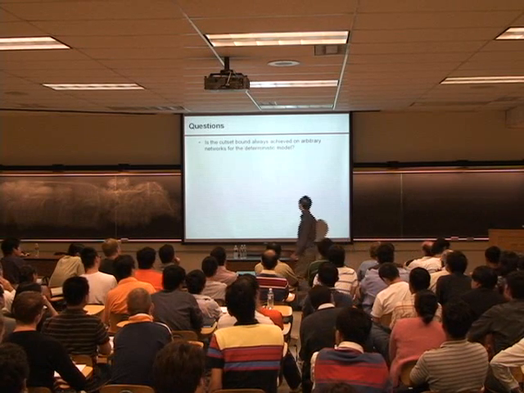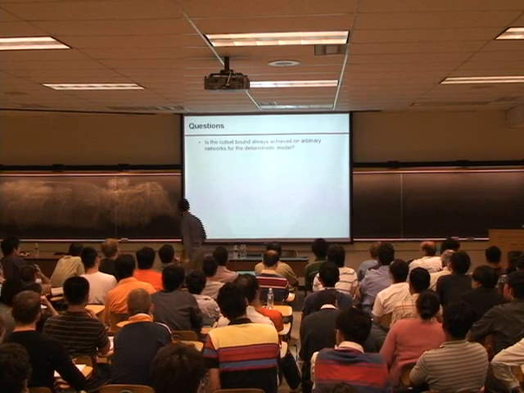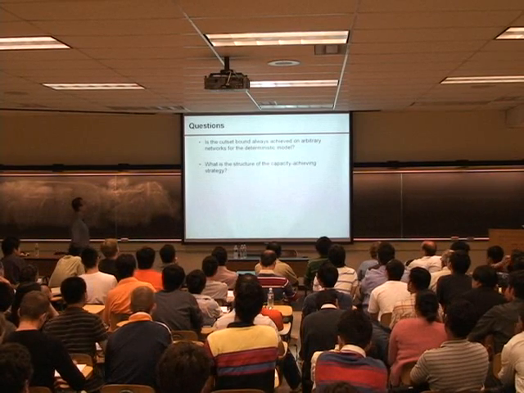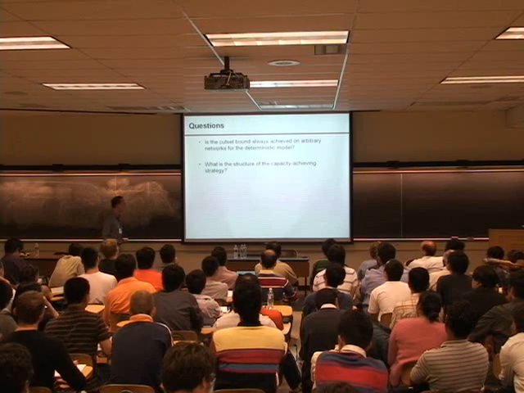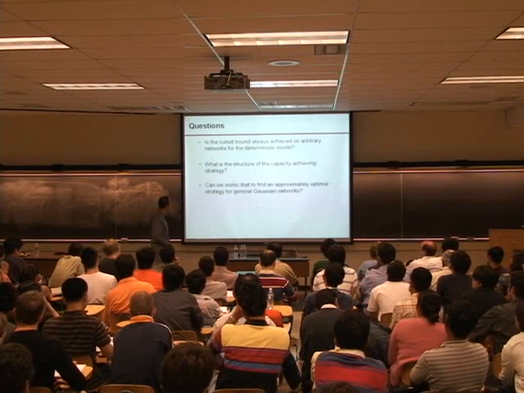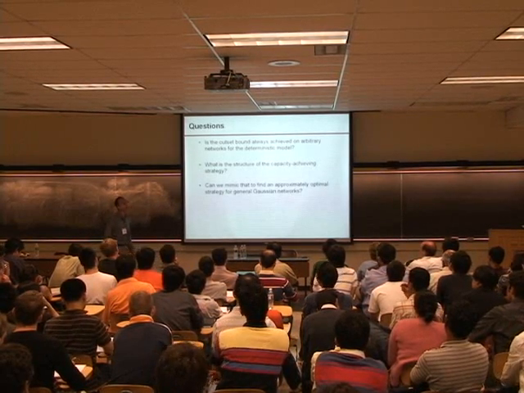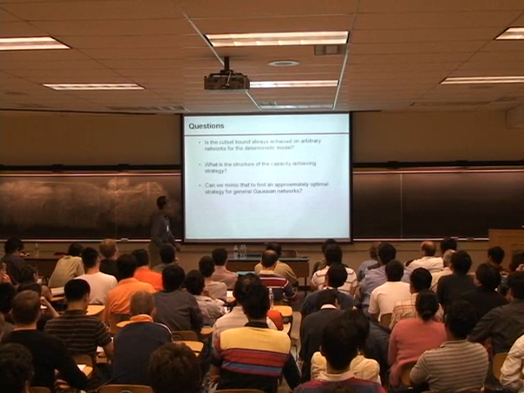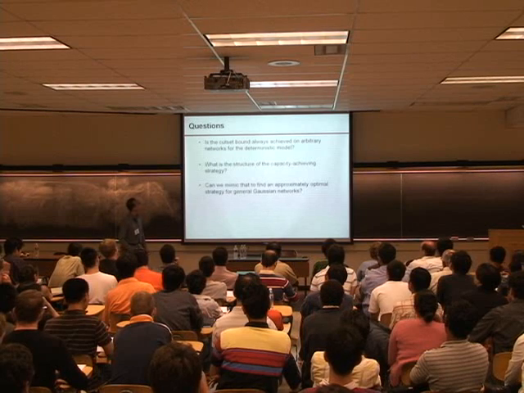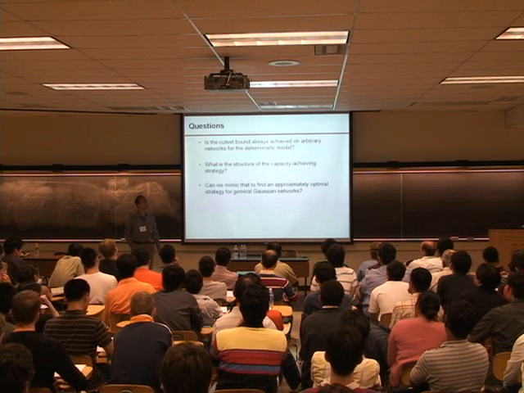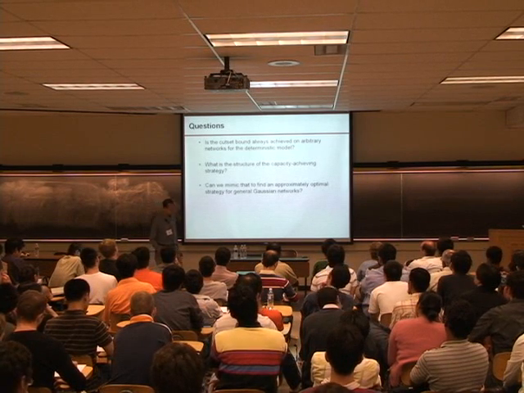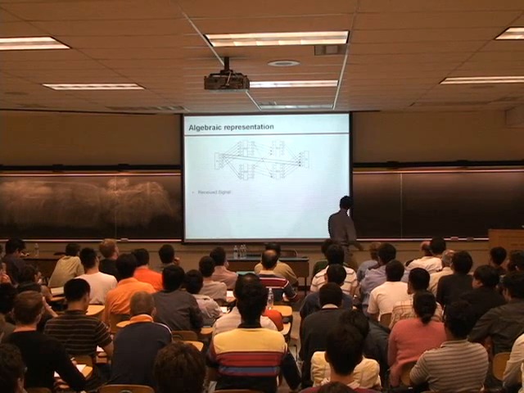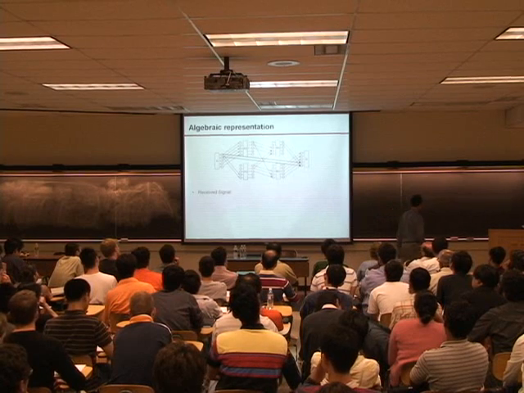So we proved the answer is positive. Yes, it is true. Second, what is the structure of the capacity achieving strategy? We'll give a structure here, and we'll try to follow the lead on the interference channel, and mimic this strategy on the deterministic channel to find an approximately optimal strategy for a general Gaussian network. Okay, and these are 3 things I want to understand this afternoon.